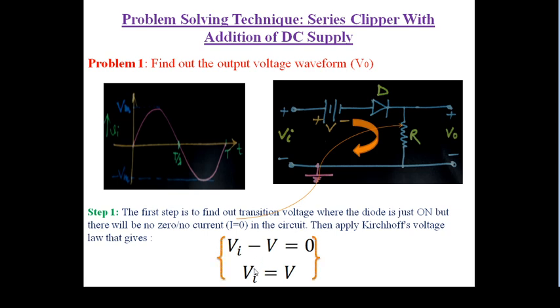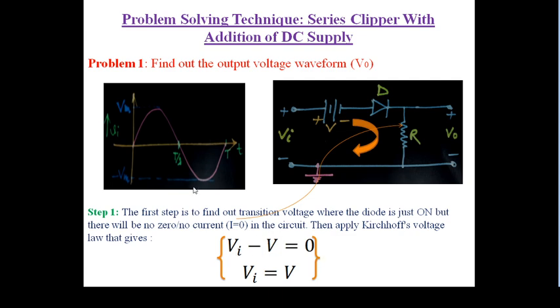So if we plot Vi equals V, it is a line which is just parallel to the x-axis, or we can say the time axis. So if we plot this Vi equals V on this signal source, that will give over that line Vi equals V.